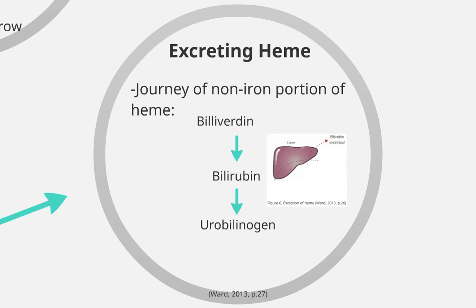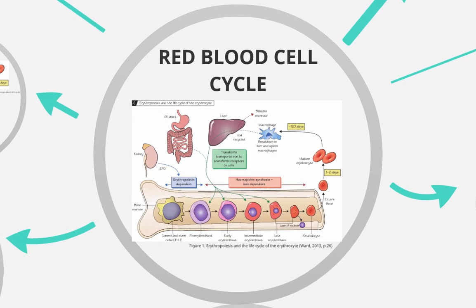In the large intestines, it then gets converted into urobilinogen. Some then gets reabsorbed back into the blood and is converted into urobilin, which is transported into the kidneys and excreted via the urine. However, most is converted into stercobilin, where it is excreted in the feces. And that concludes the red blood cell cycle.